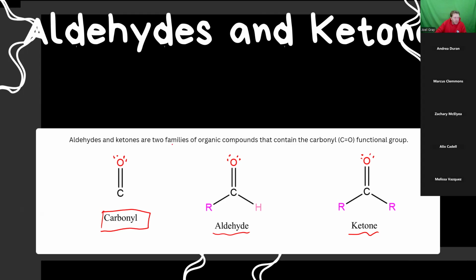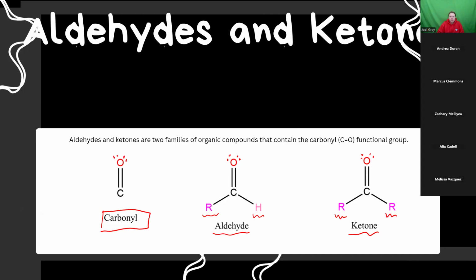Well, they both have a carbonyl carbon. They both have a carbonyl oxygen. But what makes them different from one another is what that carbon is attached to. An aldehyde has one R group and one hydrogen. A ketone has two R groups.